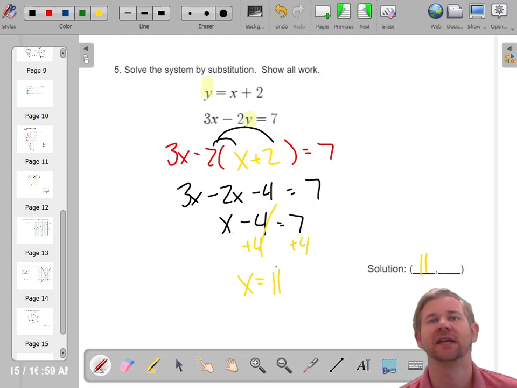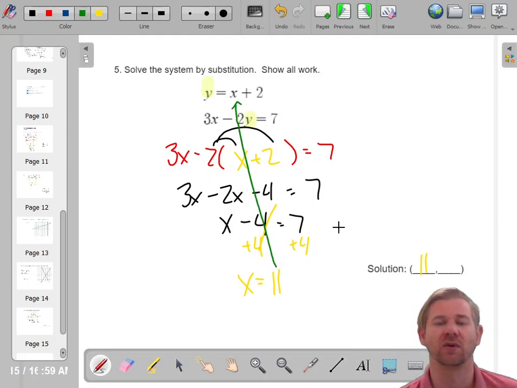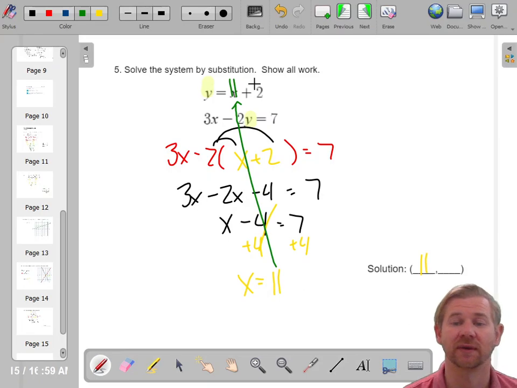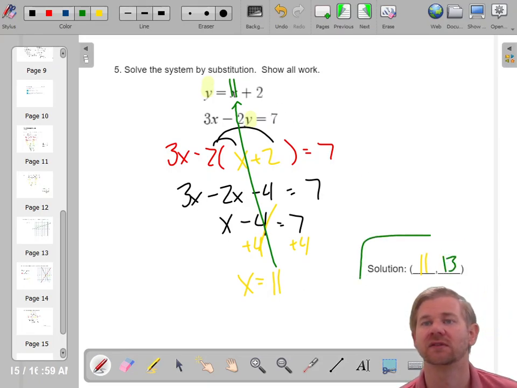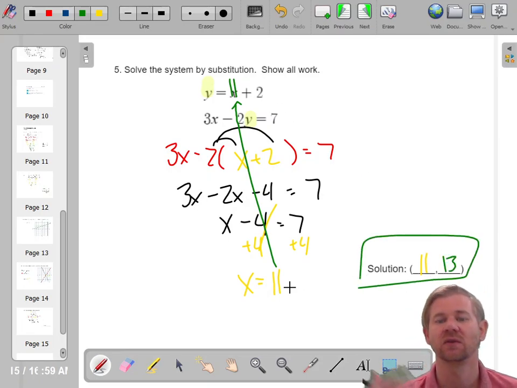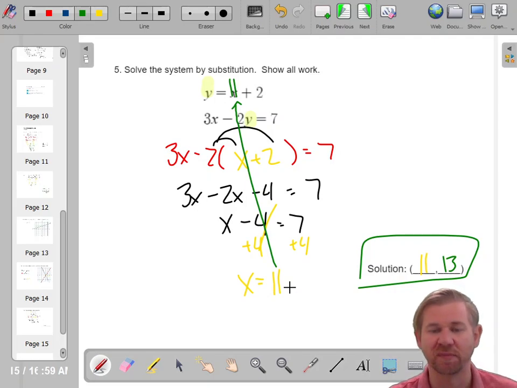That's not a big deal. Take your x-coordinate, plug it in to either equation. This is probably the easier one. If you know x is 11, y is x plus 2. So add 2 and you get 13. So the solution is x is 11, y is 13. We write that as an ordered pair.